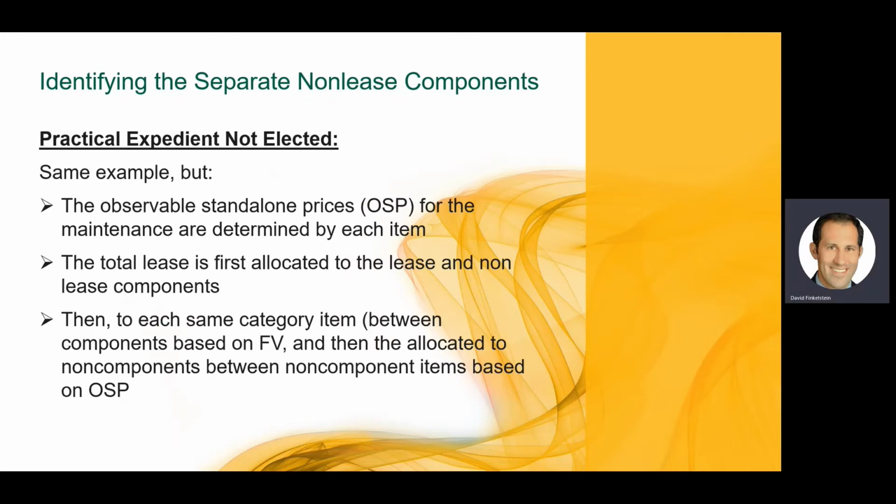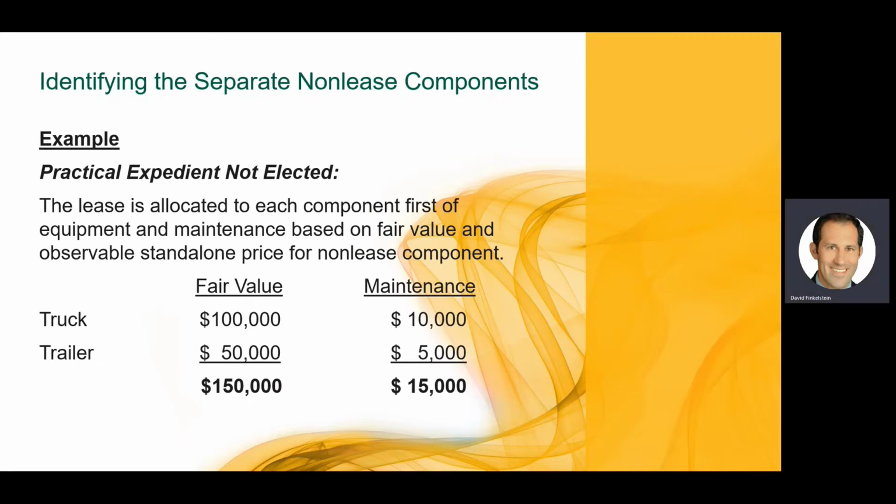Now, let's consider the same example, but we do have what's considered an observable standalone price, which is how we determine the separate pricing and value of non-lease components. We have an observable standalone price for the maintenance for each item. So in this case, we would first take the lease and allocate it to the lease and non-lease components. And then second, we would allocate it between the components based on their fair value, and then down to the non-component items as well. So first we would look at the allocation between the fair value of the assets and then the maintenance. So we have values for the truck, trailer, and the maintenance.